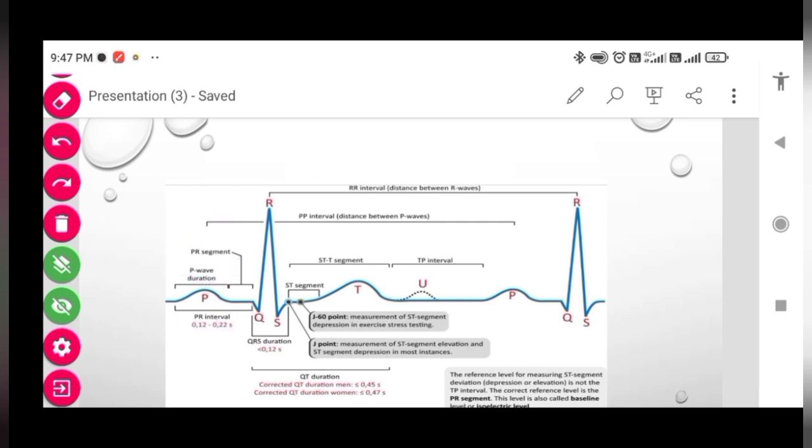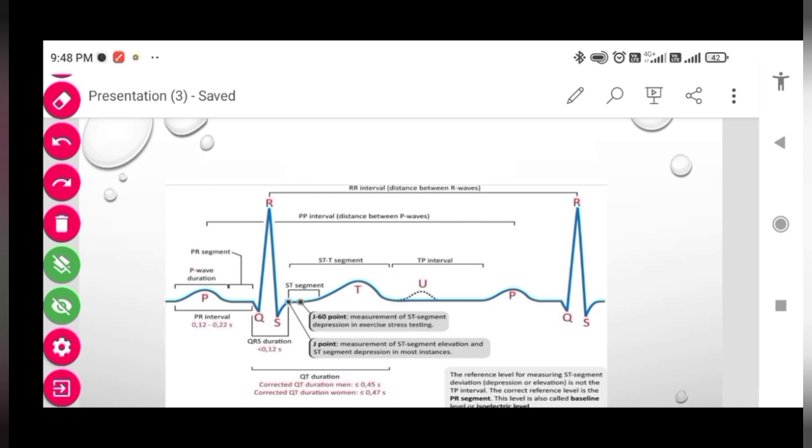Okay. Now coming to the P wave and PR segment, together known as the PR interval. An interval is the combination of different waves and segments. So what do you mean by PR interval? It is the P wave plus the PR segment. What is the duration of the PR interval? It is 0.12 to 0.2 seconds, as you can see here.